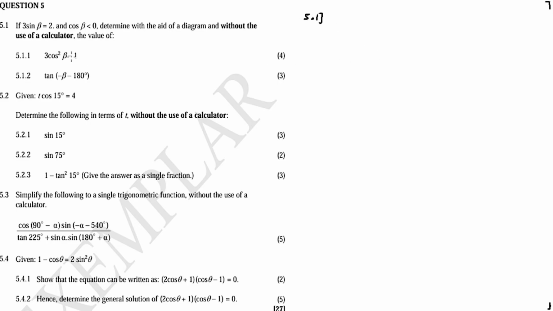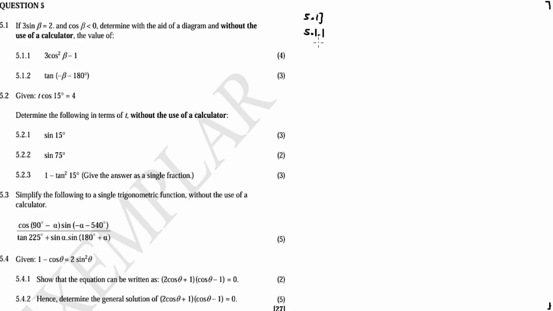So for the 5.1 question, we're given 3 sine beta equal to 2 and cos beta is less than 0. Determine, with the aid of a diagram and without the use of a calculator, the value of the following. 5.1.1: 3 cos squared beta minus 1.